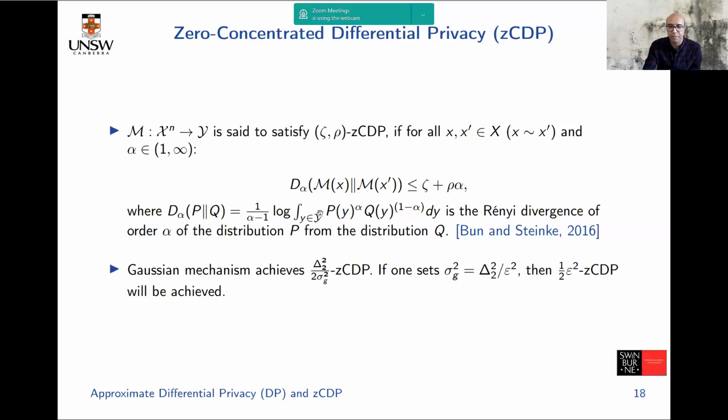And this is the definition of the Rényi divergence of two distributions with order alpha. So we can show that the Gaussian mechanism achieves delta squared over 2 times sigma_g squared zCDP. And if you set, for example, sigma_g squared equal to delta squared over epsilon_s squared, then the Gaussian mechanism can achieve 1/2 epsilon_s squared zCDP.